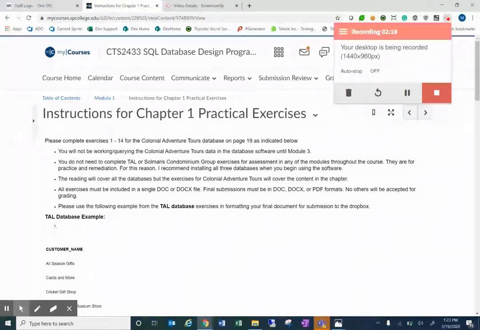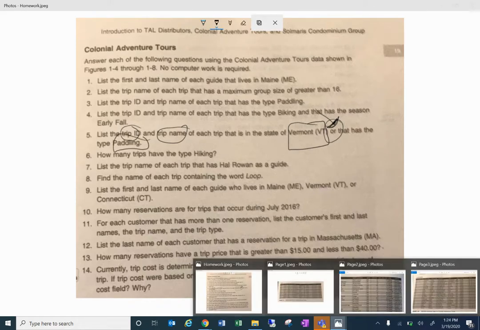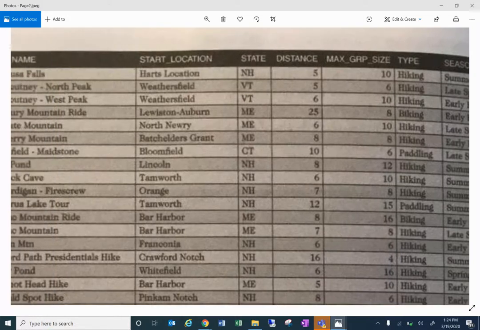Okay, let's look at the next problem that we're going to look at, which is going to be number 5. The reason why I picked number 5 was because this one is a little bit of a trick question. The reason why it's a trick question is because of this little keyword right here, the or. So it says list the trip ID. So we need to make sure we get the trip ID, the trip name of each trip that is in the state of Vermont, or, and this is the reason why it's a little bit tricky, is the type paddling. So let's go over and take a look at the trips table.